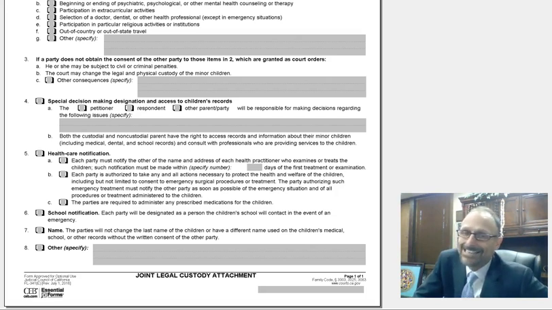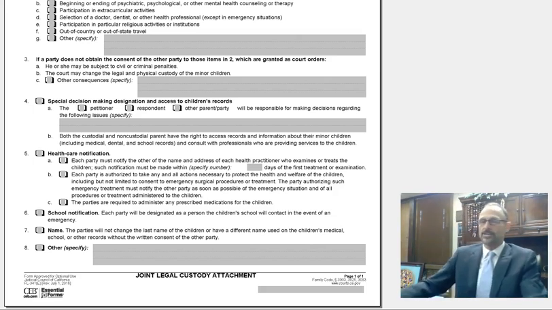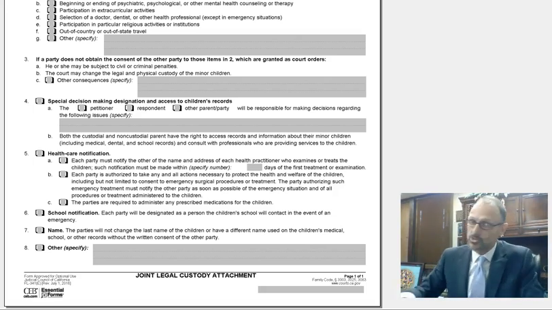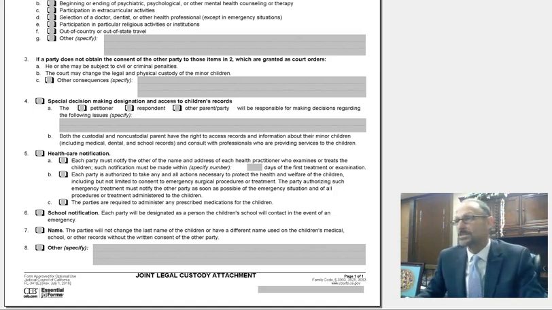And then 8 is anything other. So if there's some other issue with regard to legal custody that you agreed to or that the judge ordered, put it in there. Be very specific so that it is enforceable. If it's not specific and we're going, I'm not sure what that really means, it won't be enforceable.